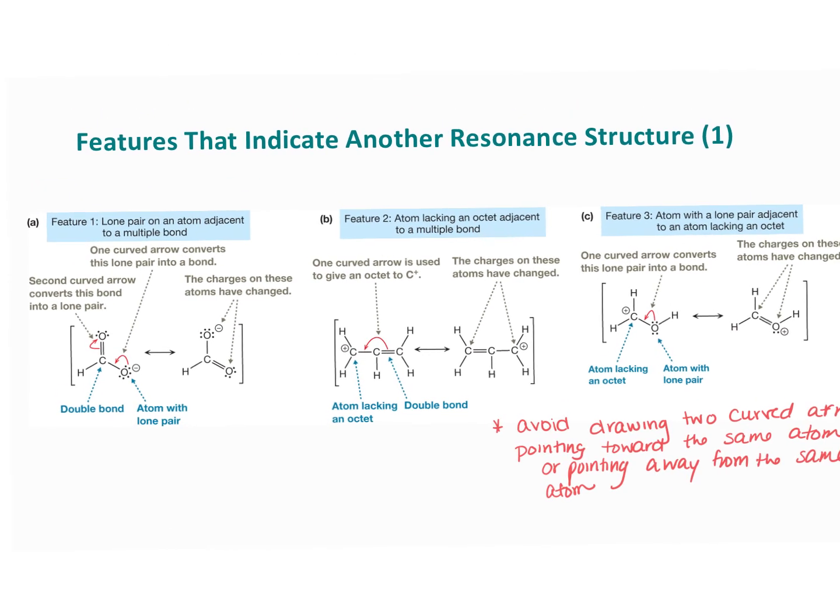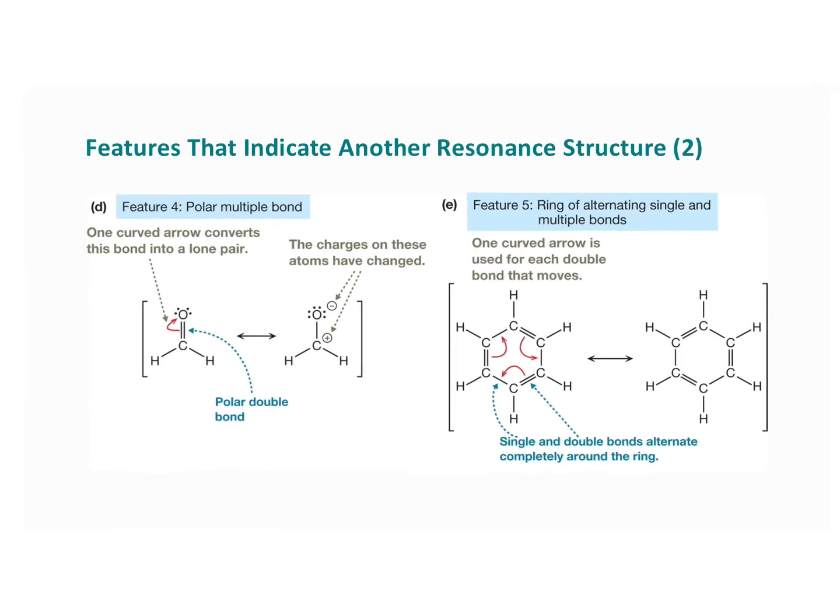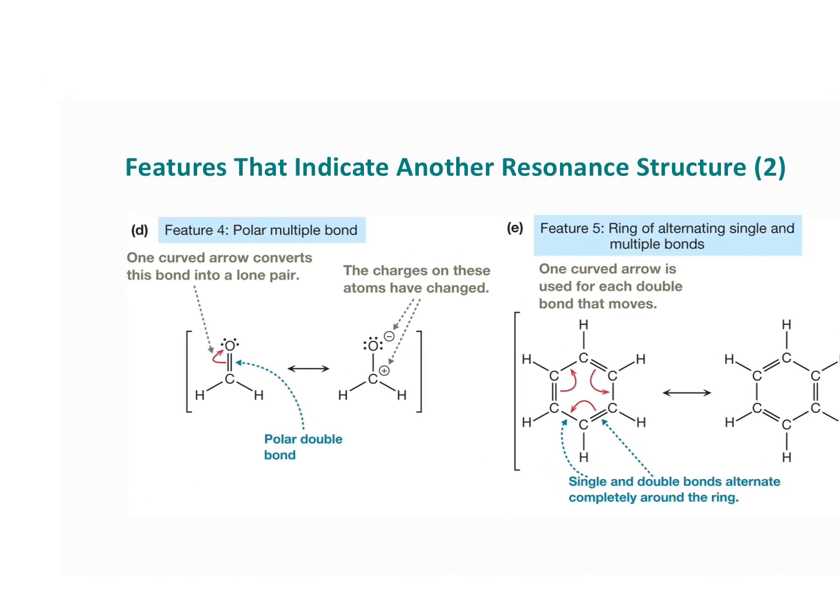So make sure you don't do wild things with your arrows, and we're going to practice this a lot. Now there are two other features. The two other features are polar multiple bonds. And what we're talking about here, and I don't love this, I don't really feel like it's a true resonance structure, but that's what your book defines it as.